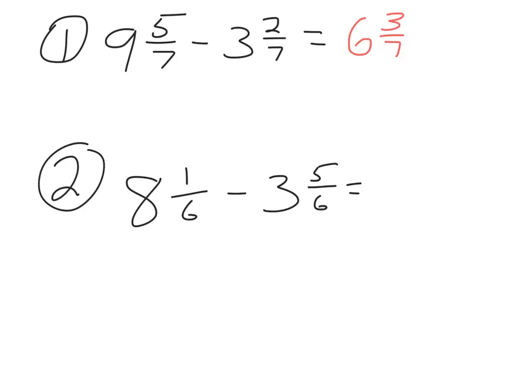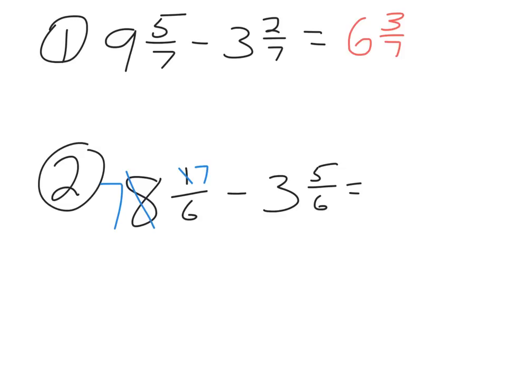Okay. The 1/6 is smaller than the 5/6. So again, I borrow from the 8, make it a 7. Take the numerator and denominator, add them together. 6 plus 1 is 7, and 7 is my new numerator. Same denominator. Now I can subtract.